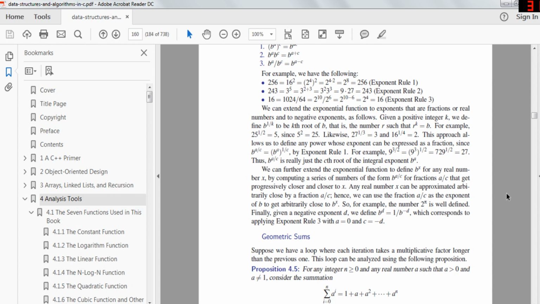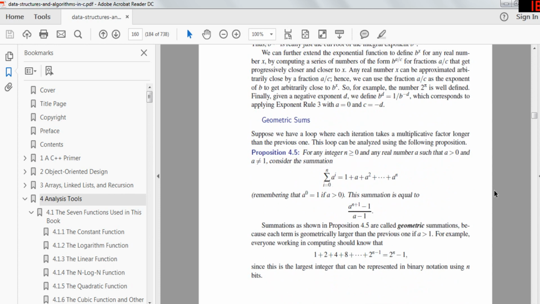Alright, let's talk about geometric sums. Suppose a loop where each iteration takes a multiplicative factor longer than the previous one. The loop can be analyzed using the following proposition. For any integer n greater than or equal to 0, any number a such that a is greater than 0 and a is not equal to 1, consider the summation. All they're doing here is summing up the values a to the i, starting at i equals 0 up to n. So this time they're summing up the exponent values.